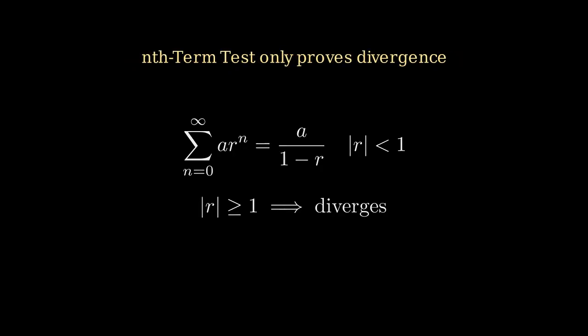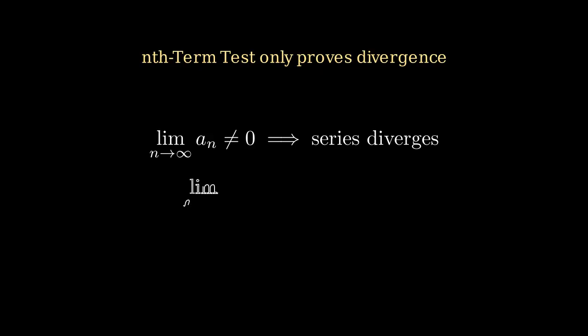There's also the nth-term test for divergence. If the limit of the terms does not equal 0, the series must diverge. But be careful, the converse is false. Terms shrinking to 0 never guarantees convergence. It only fails to rule divergence out.